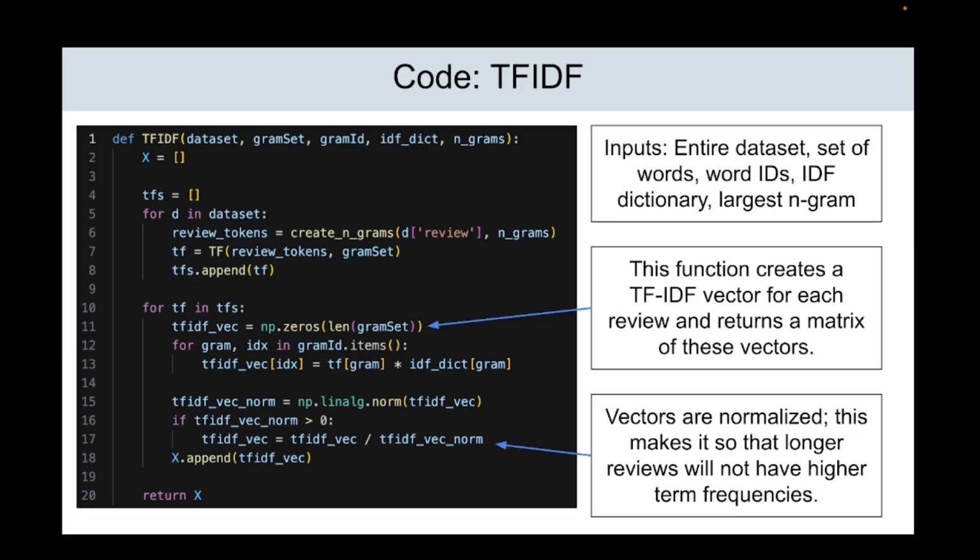But before we do that, we do normalize our vectors. And this is because longer reviews often contain more words, and so if we don't normalize them, many words in these longer reviews will be given a higher term frequency, which can cause bias.